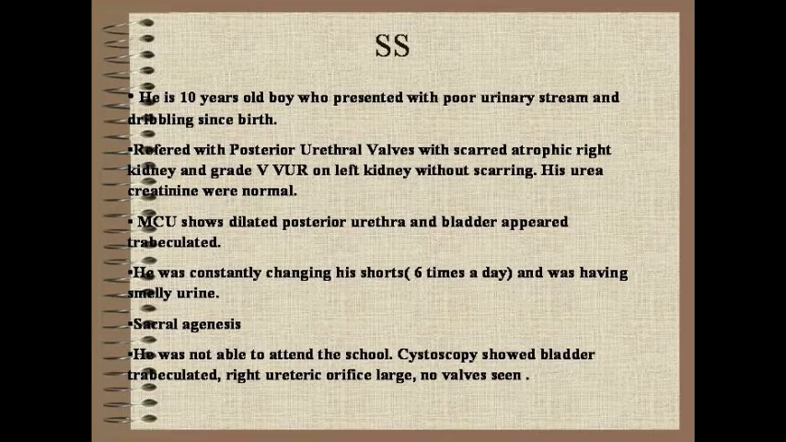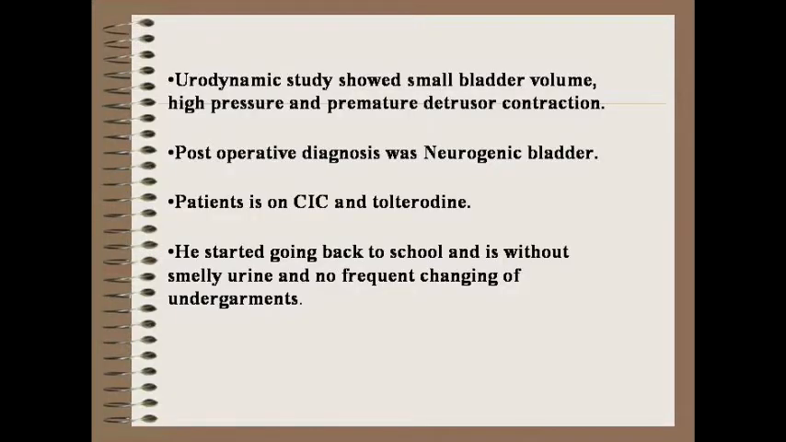This is a 10-year-old boy who presented with poor urinary stream and dribbling since birth. He was referred as posterior urethral valves with a scarred atrophic kidney, grade 5 reflux on the right kidney without scarring. His urea and creatinine were normal. MCU showed a dilated posterior urethra. Bladder was trabeculated. He was constantly changing his shorts because he was wet and very smelly. He had a sacral agenesis. He could not attend school. Urodynamics showed a small bladder, high pressure with premature contractions, and he was put on tolterodine and CIC. He is able to go back to school.